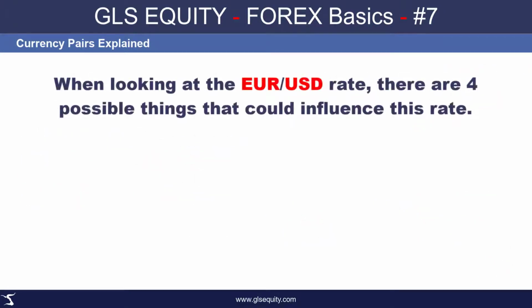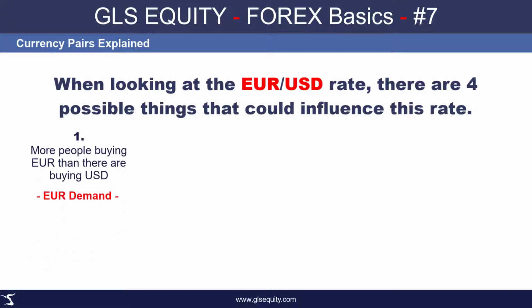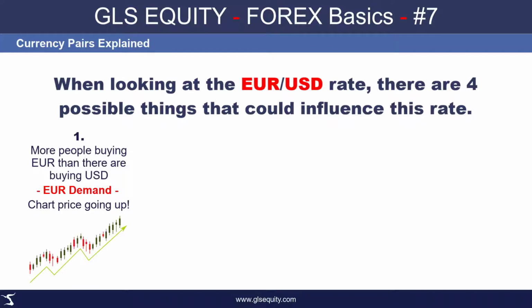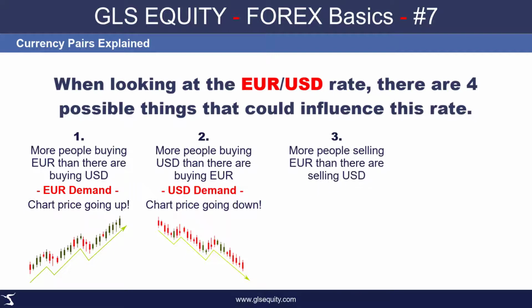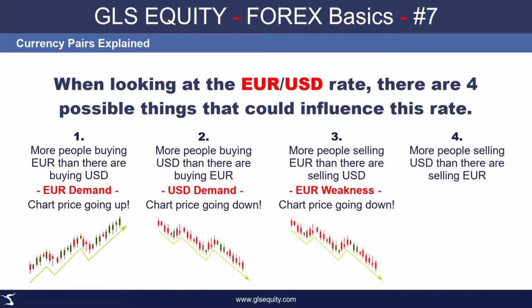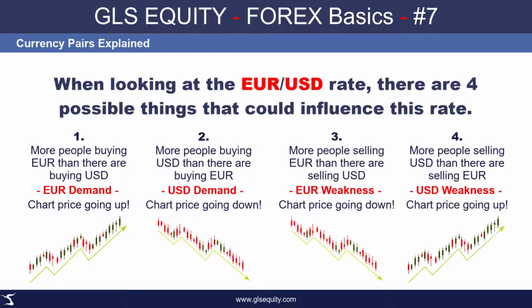When we're looking at the EUR-USD rate example, there are 4 possible things that could influence this rate. 1. More people buying euro than there are buying US dollar: euro demand, chart price going up. 2. More people buying US dollar than there are buying euro: US dollar demand, chart price going down. 3. More people selling euro than there are selling US dollar: euro weakness, chart price going down. 4. More people selling US dollar than there are selling euro: US dollar weakness, chart price going up.